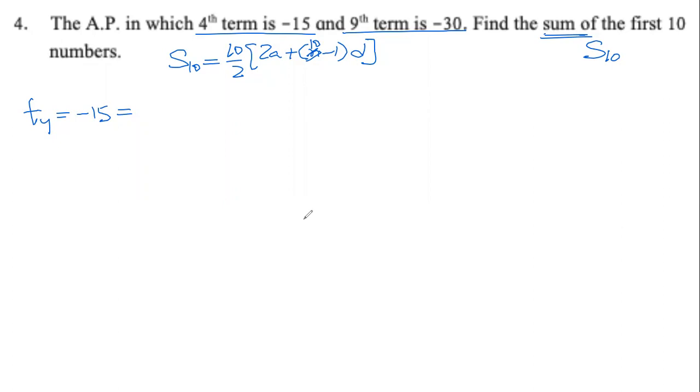Thank you for writing the correct answer. Khadija, not Prachi. Prachi is asleep today. So it is A plus, now n fourth term. So 4 minus 1 into D. When we simplify this, it becomes A plus 3D equals to minus 15. This is equation 1.